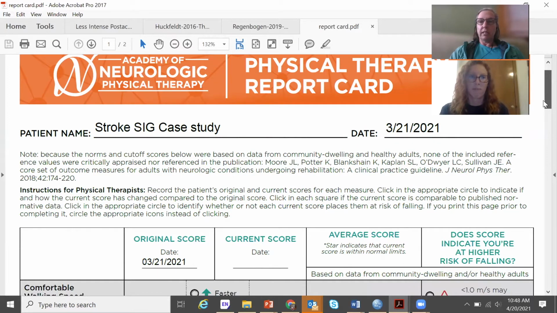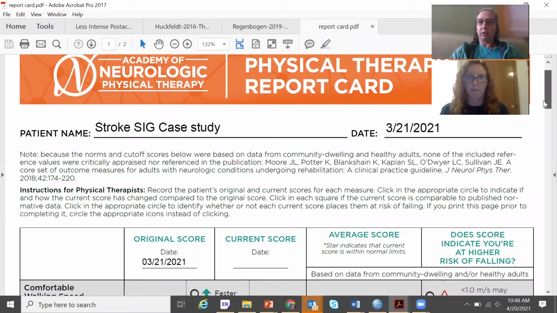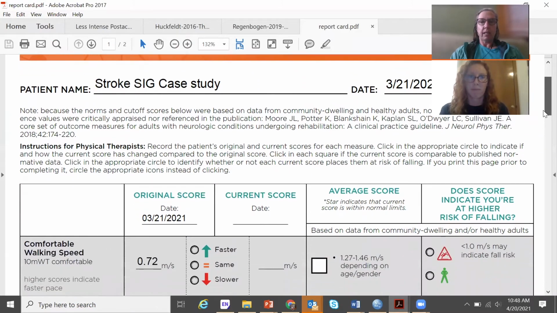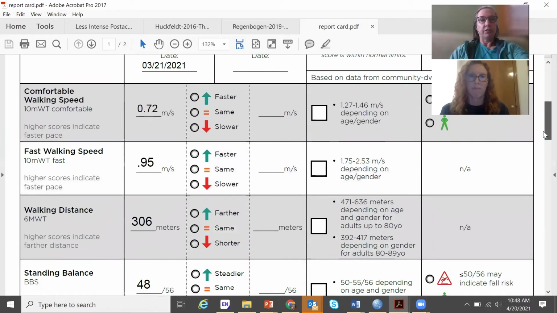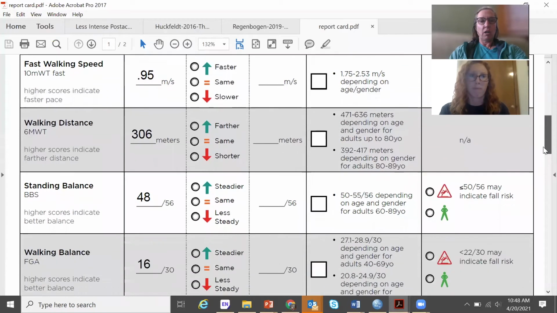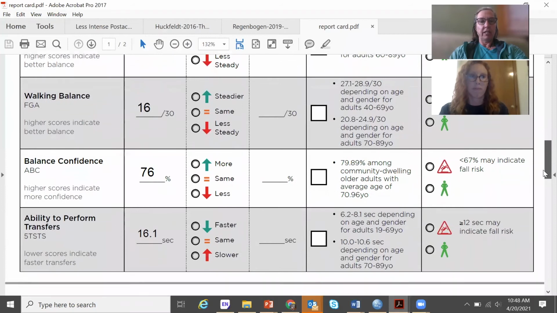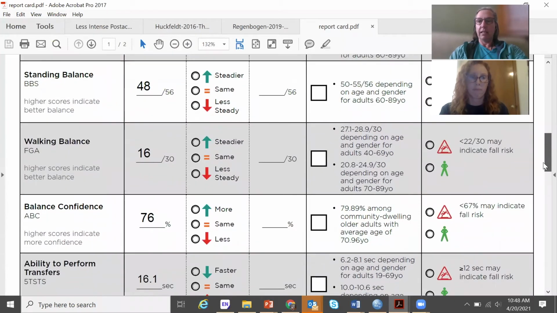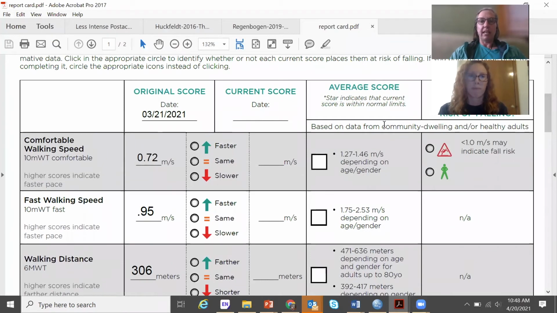So Cicely and I evaluated this patient on March 21 of 2021. And what we found as we measured her on these different areas: her comfortable walking speed, fast walking speed, 6-minute walk, Berg, the functional gait assessment, balance confidence, and her 5 times sit to stand. So we have these measures initially, and what we're interested in doing today is identifying what might be the goal that we would want to set for this individual.